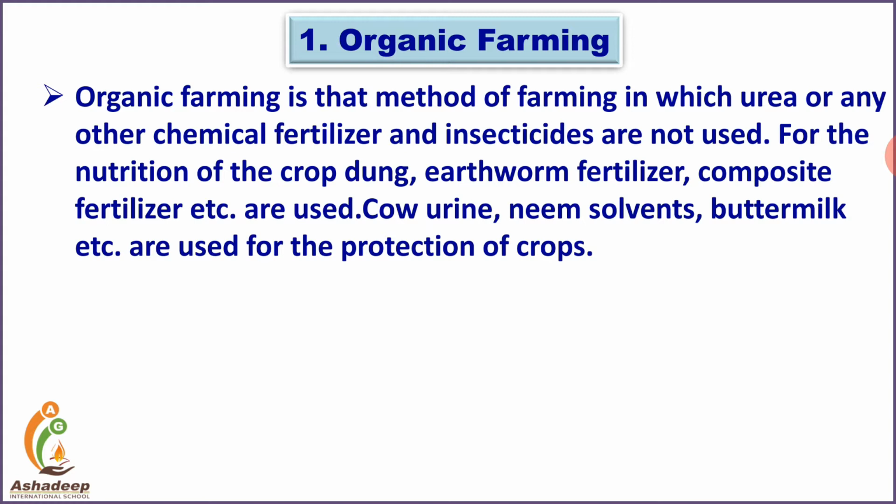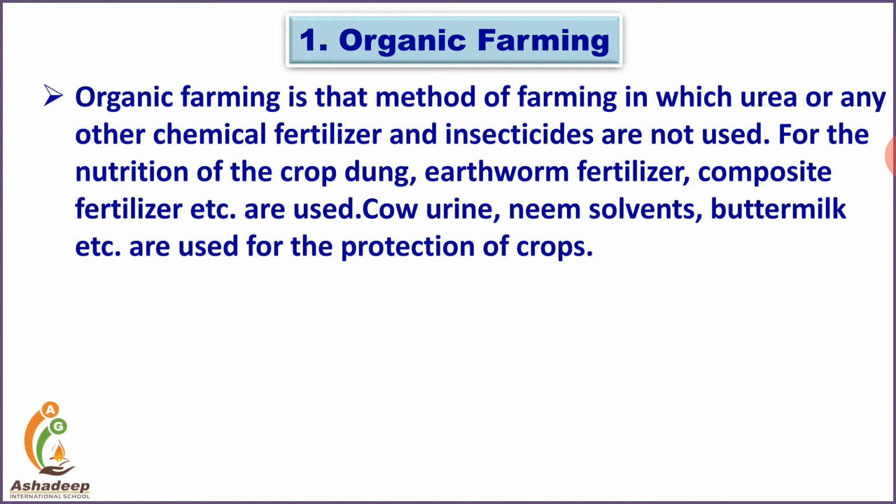So instead of chemical fertilizers and insecticides, what they prefer for the nutrition of the crops are dung, earthworm fertilizers and compost fertilizers, as these are natural fertilizers derived with the help of animal waste or plant waste. At the same time, a good friend of the farmer, the earthworm, also helps to improve the fertility of the soil, or you can say the nutrition of the soil. And that's why they are also using compost fertilizers.